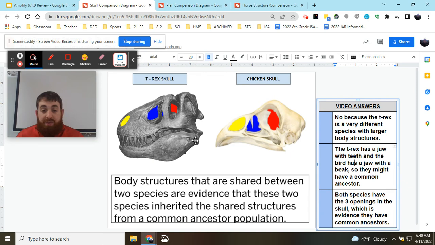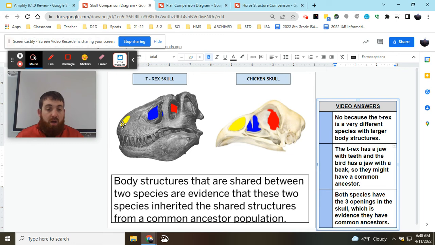Well, if we're looking at the jaw or the teeth, we need to look at those individual structures. We can't necessarily look at them together. We have to look at them as separate structures. So this wouldn't be a good answer. The best answer is going to be: both species have those three openings in the skull.